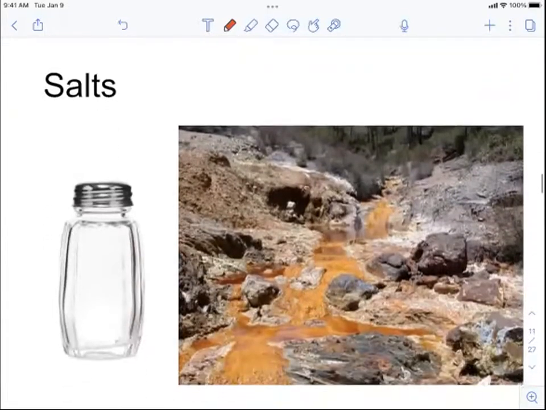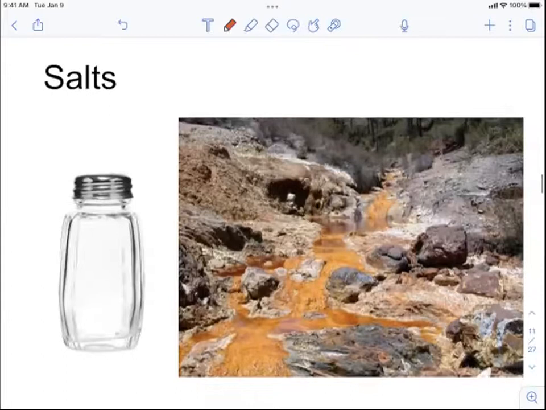Salts are typical pollutants too, right? You may say that, well, ocean water is salty, right? It contains a lot of salt. But for fresh water, let's say river water, the salt is not so good, right? Especially with some mines, for example, a metal mine, and this is especially for iron, right?